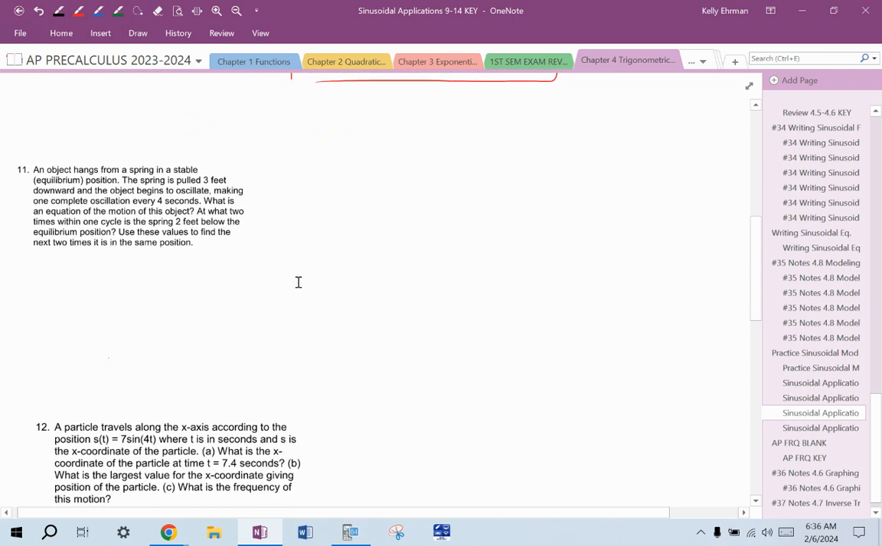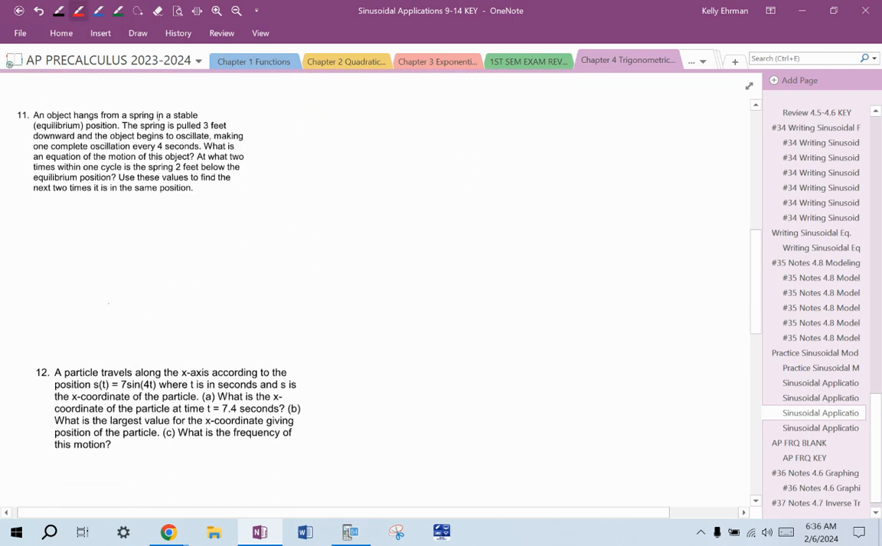For number 11, an object hangs from a spring in a stable equilibrium position. The spring is pulled 3 feet downward, and the object begins to oscillate. So 3 feet down. Let's assume equilibrium is just at 0. So this is where we start. And the object begins to oscillate, making one complete oscillation every 4 seconds. So that's a period equal to 4 seconds. So go ahead and sketch the rest of the graph.